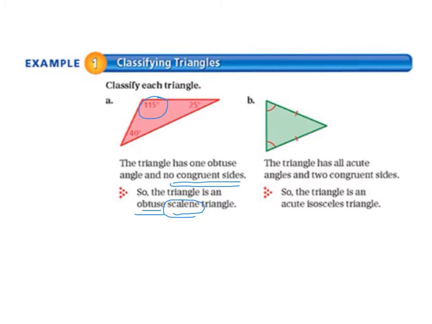Letter B, the triangle has all acute angles and two congruent sides. So since all of its angles are acute, it is an acute triangle, and two of its sides are congruent, so that means that it is an isosceles triangle as well. So it's an acute isosceles triangle.